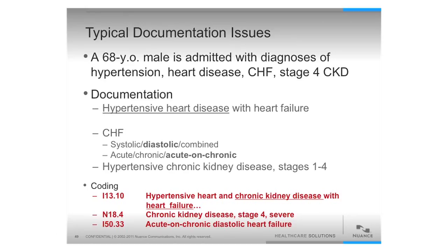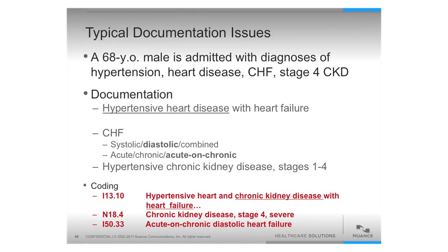Let me just show you a case. So here's a 68-year-old male, admitted diagnosis of hypertension, heart disease, CHF, stage 4 chronic kidney disease. So if that's what we say, here's what they're going to be trying to figure out. Okay, is this hypertensive heart disease with heart failure? Got to give enough information to know, again, that that heart disease is due to the hypertension. So you've got to make some statement in there that indicates that, if that's your belief, because that in itself is its own code. CHF, obviously you still have to say whether it's acute or chronic, systolic, diastolic, or combined.